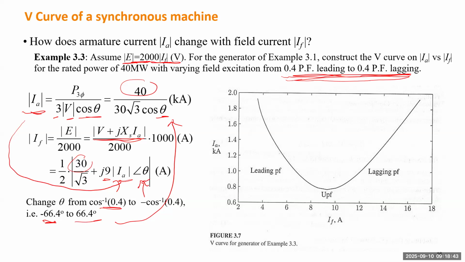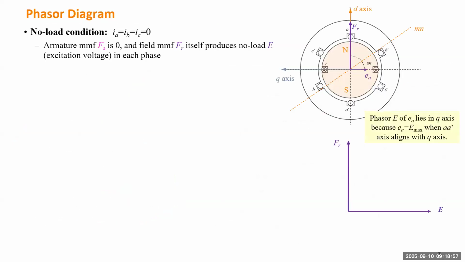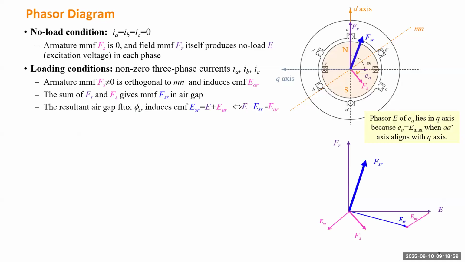All right, so next we want to move to the salient pole rotor generator. Before we talk about the salient pole rotor generator, let's just go back to a round rotor generator temporarily. Let's just go back to this slide.